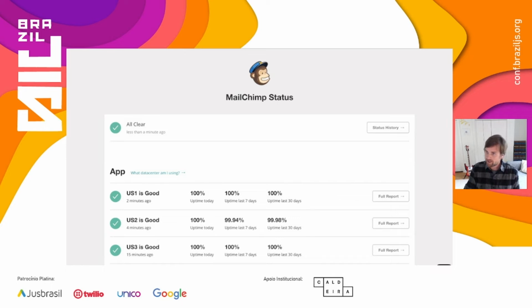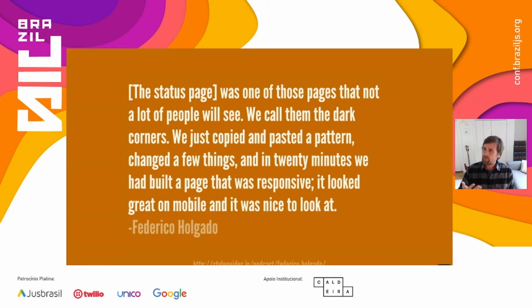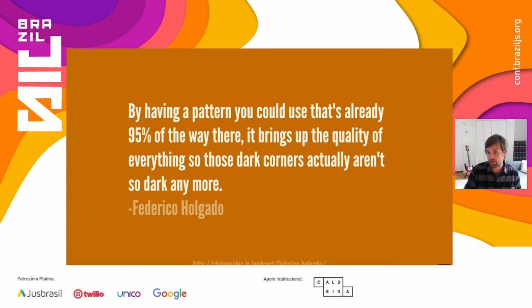On our podcast, we interviewed Frederico Holgado from MailChimp, and he talked about this page, which is the status page for MailChimp, which is just, are MailChimp's services up and running, yes or no? And he said that this page is not a big priority. He says, we call them the dark corners. But by having a design system, we copied and pasted a pattern, we changed a few things, and in 20 minutes, we built a page that was responsive, it looked great on mobile, and was nice to look at. By having a pattern you could use that's already 95% of the way there, it brings up the quality of everything so those dark corners aren't so dark anymore. I love that visual, so I really love including that.